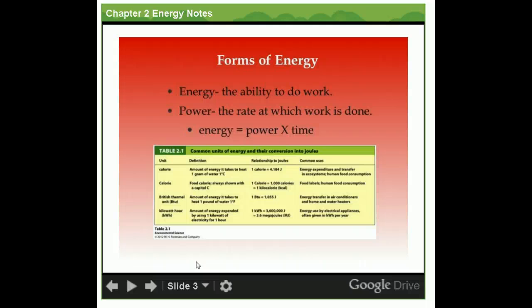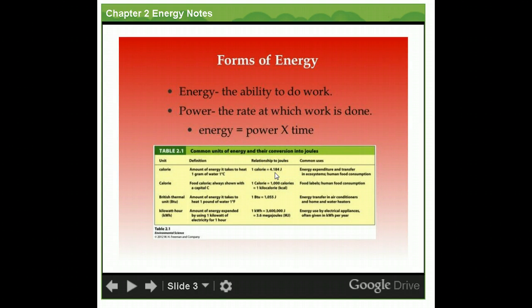So remember that definition. Power is defined as the rate at which work is done. So energy is going to equal power times time. We have a lot of different units we're going to use in this class. A calorie has to do with heating up a gram of water by 1 degree C, and it's measured in joules.